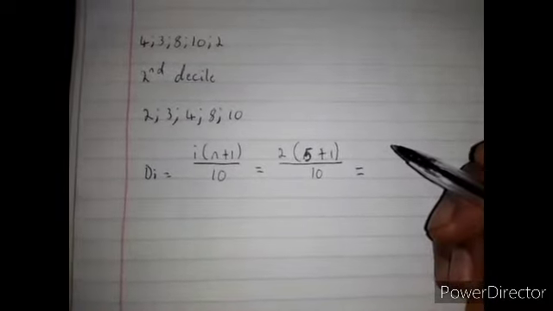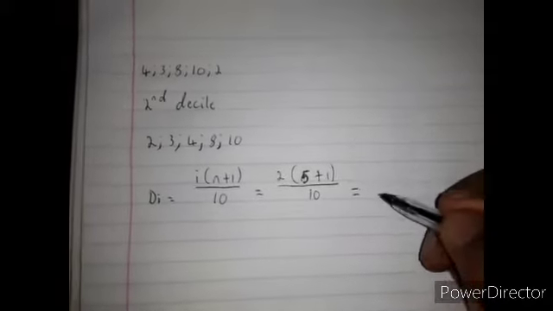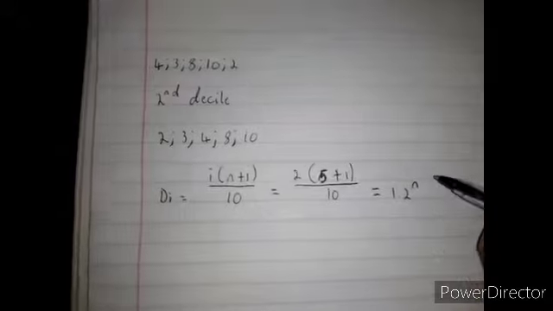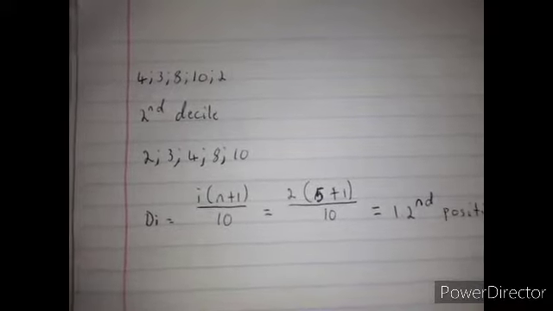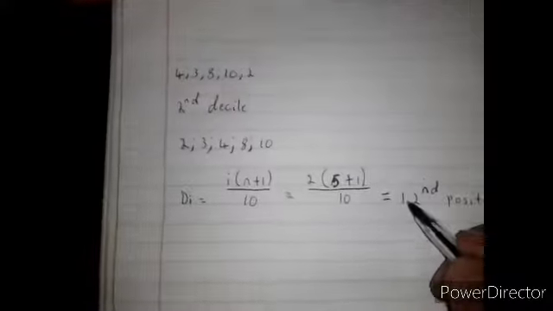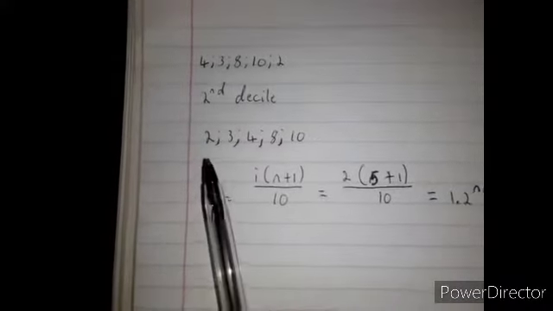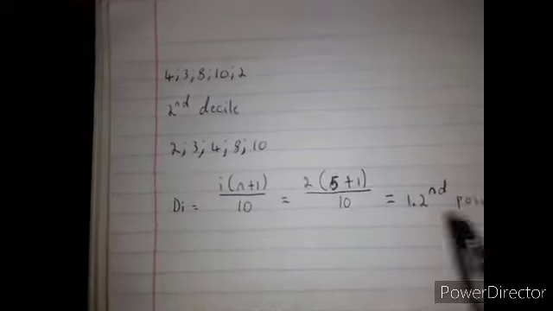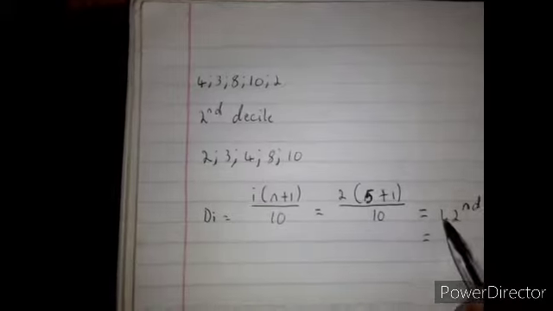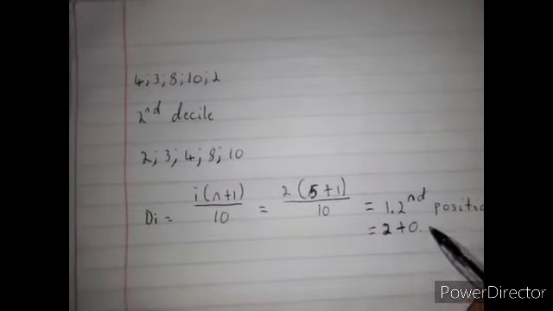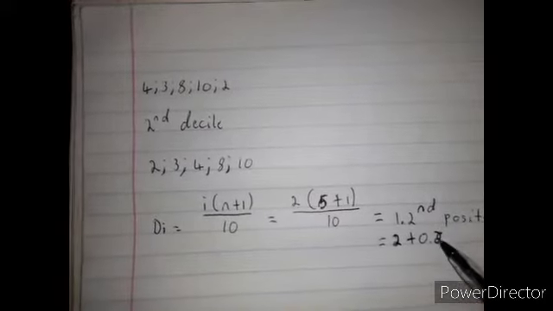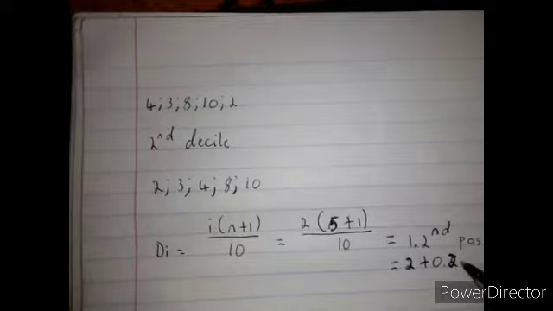Then it is equal to 1.2. So decile 2 is on the 1.2nd position. Now what we are going to do is to take the first observation, which is number 2. And then we are left with 0.2. We are going to add that 0.2. This is 0.2.